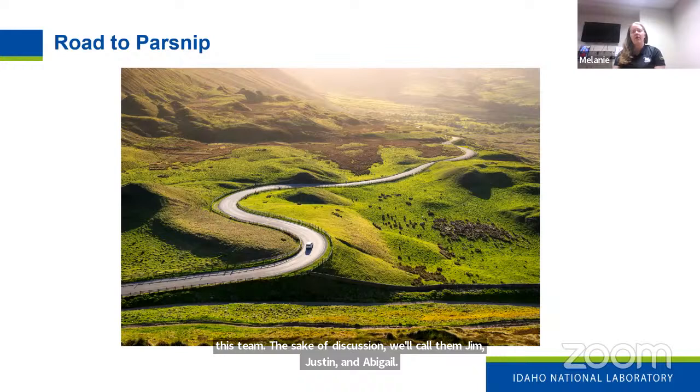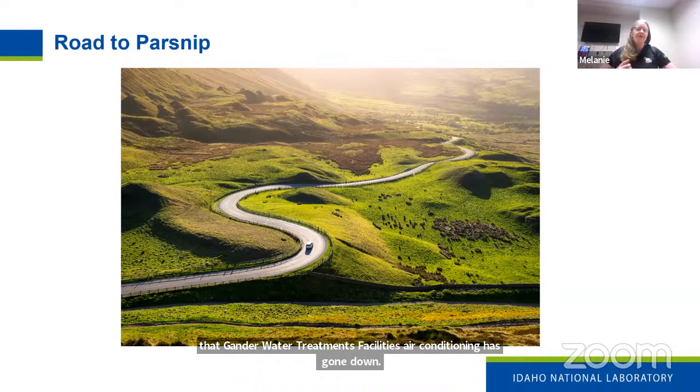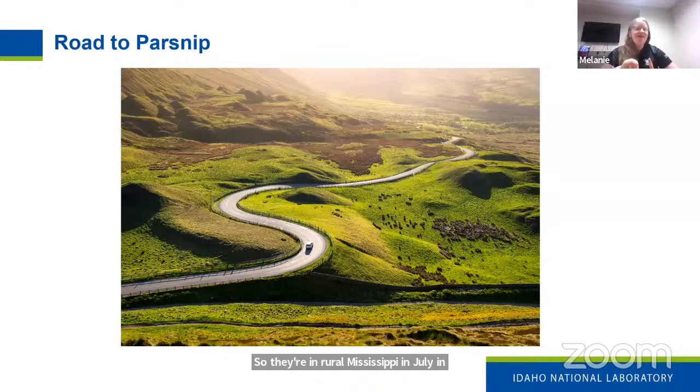And these 3 analysts are called to Gander Water Treatment Facility in rural Mississippi. There are very, very few people around, and part of the incident that they're investigating is that Gander Water Treatment Facility's air conditioning has gone down. So they're in rural Mississippi in July in 100-degree weather, 90% humidity. They're probably already bitter. And they plug in their network sensors and they start looking at this traffic. And they're seeing traffic they understand and a bunch of traffic they don't know what it is. They can't figure out what protocol it is.